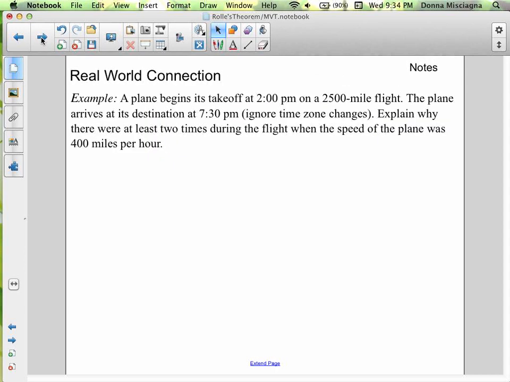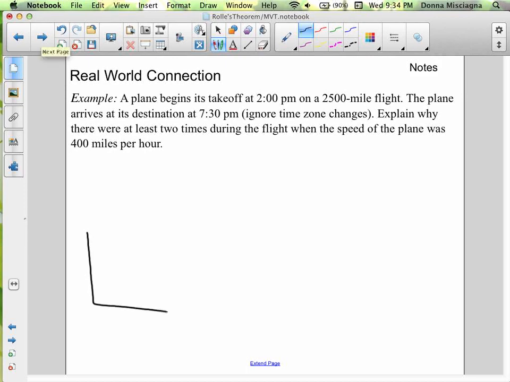All right, so here we have a real world connection. A plane begins its takeoff at 2 p.m. on a 2,500 mile flight. The plane arrives at its destination at 7:30 p.m. Ignore time zone changes. There was none. Explain why there were at least 2 times during the flight when the speed of the plane was 400 miles per hour. All right, so let's just take a look at this graphically, what this would look like.